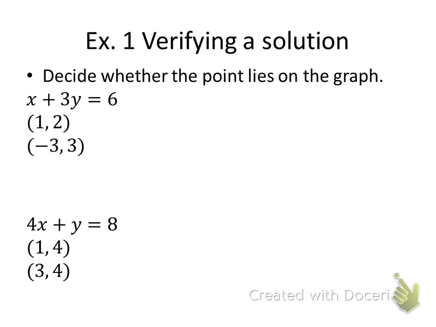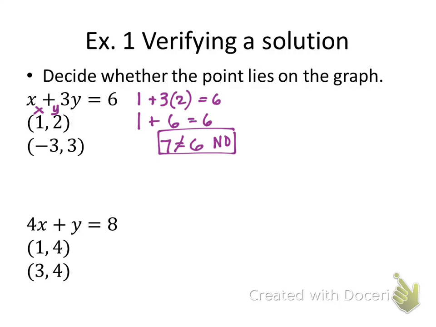All right, so let's plug in our first one. First of all, what does that 1 represent in this first ordered pair? X. What does the 2 represent? Y. So let's plug it in. We have 1 plus 3 times 2 equals 6. Solve it down. Remember, show all work. You're probably going to want to get out your calculator just to make sure you don't make any mistakes. 3 times 2 is 6. 1 plus 6 is 7. Does 7 equal 6? No.